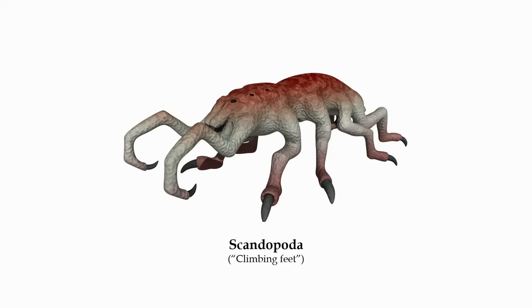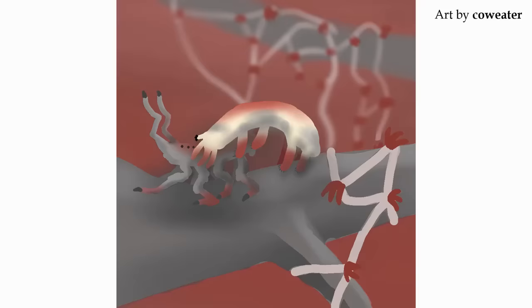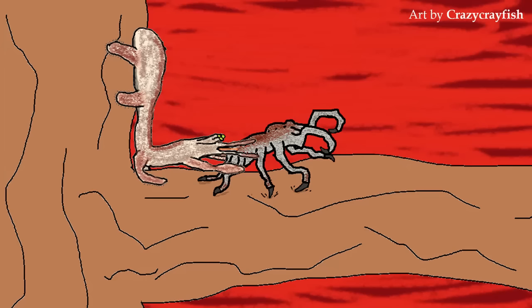Some of the most abundant animals that these parasitoid chentrodonts share the treetops with are the scandopods, which represent one of the earliest radiations of fully arboreal osteopods, and have since undergone considerable diversification, now being a common sight in forests across the planet. Being so prolific, they'll be a food source for many arboreal predators, but for these chentrodonts, they'll also serve as ideal hosts.